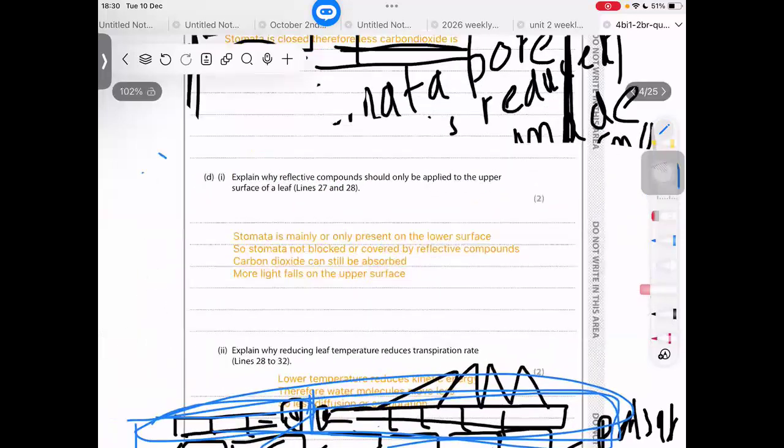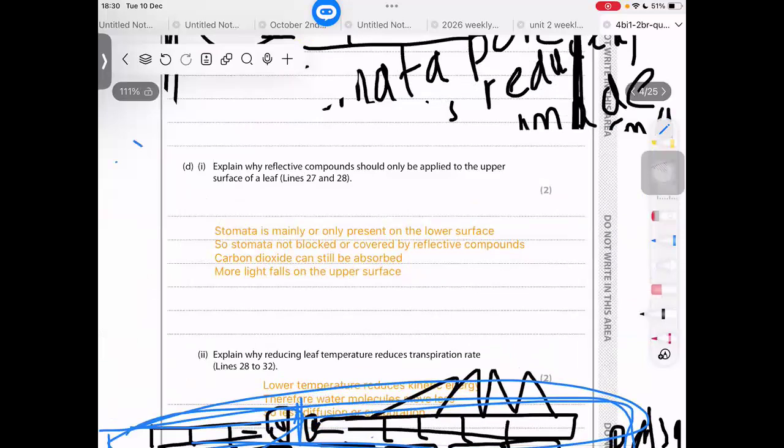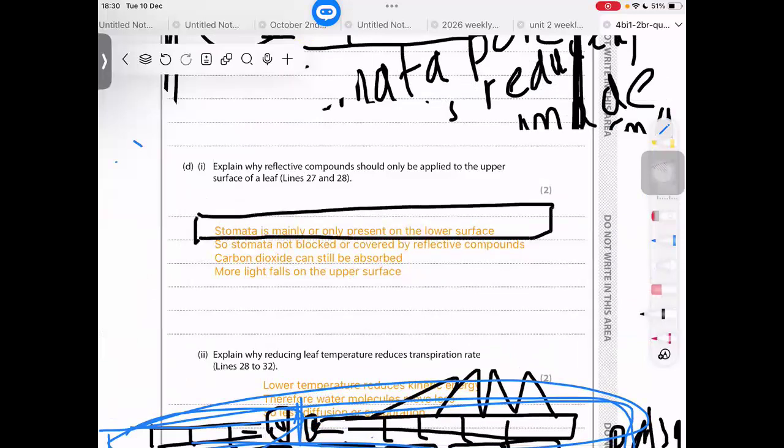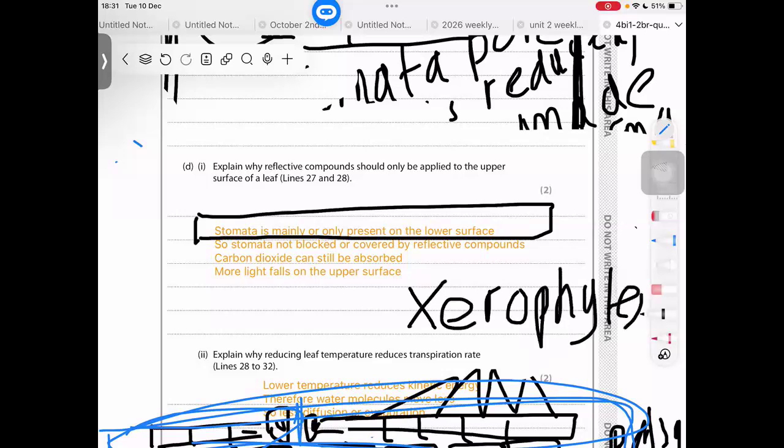So you can see I have written stomata is mainly or only present on the lower surface. In some plants, they don't have any stomata on the upper surface. Mainly stomata are present only on the lower surface. But if you compare certain plants, they do have stomata in both the upper surface as well as the lower surface. Right? There is a type of plant called xerophyte, not in your syllabus. You might have just heard about it, right? Also, water lilies as well. They have stomata on the outer surface, I think.